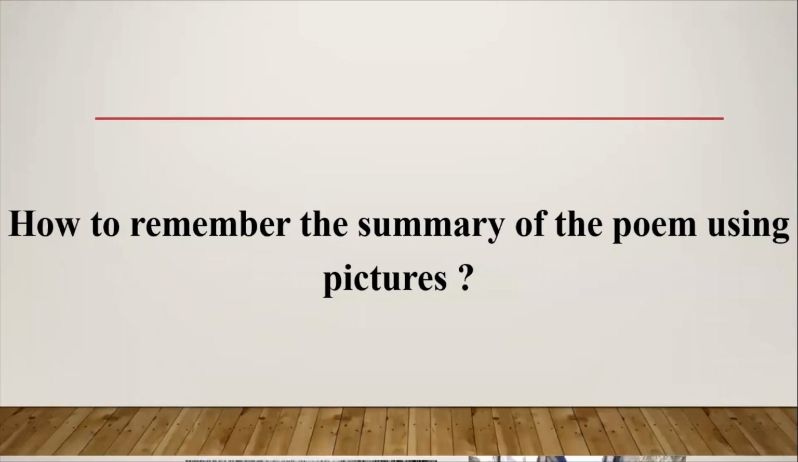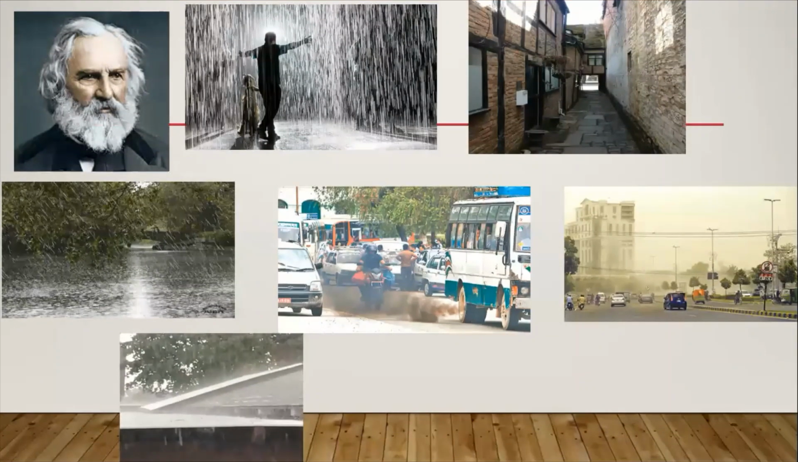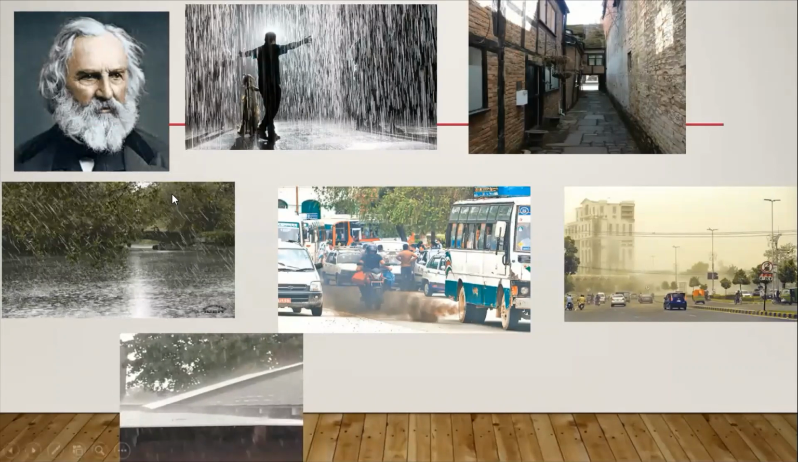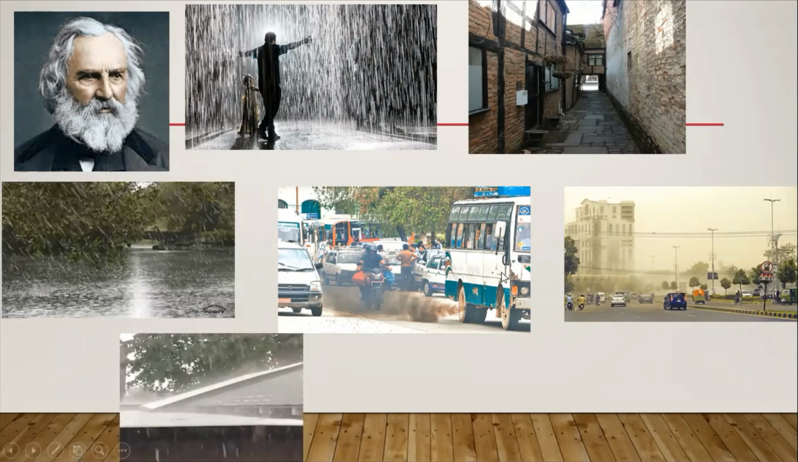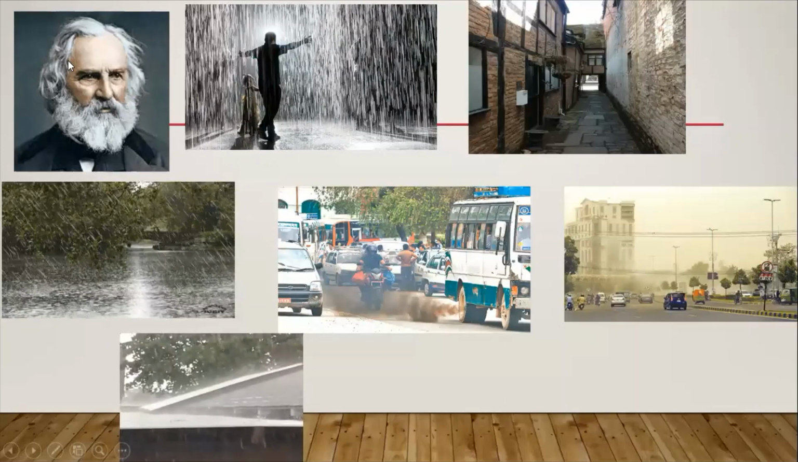Okay? So here it is. These are a few pictures used in the poem. Okay, so here this is the poet, then here you can see people enjoying rain, and this is a narrow lane, this is a broad street, this is the dust and fiery roads. Here you can see the rain again, and this is rainwater falling on the roof, that is with a clattering sound. Okay, so I'll read out the summary for you all. You can remember by relating to these pictures here. Okay, so I'll read out the poem.